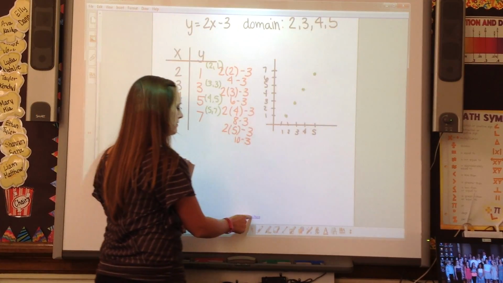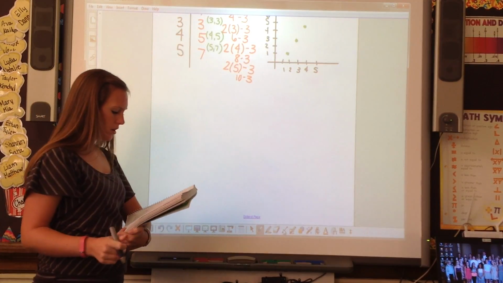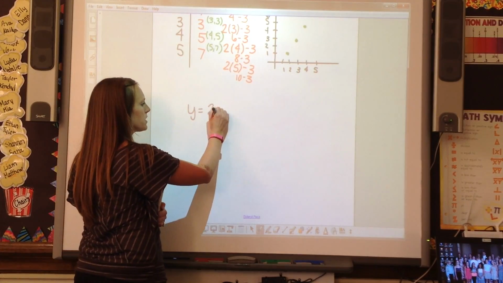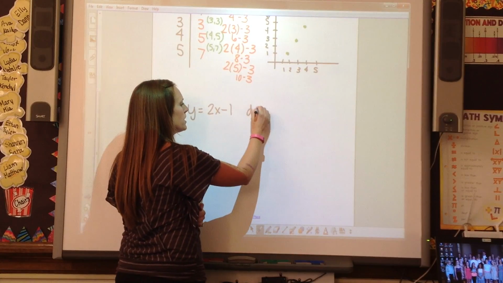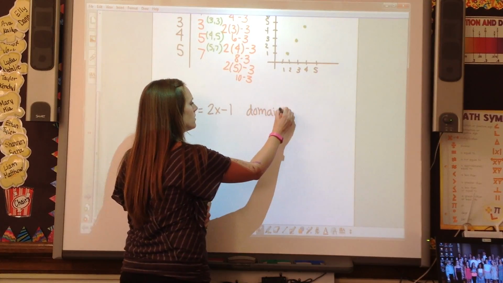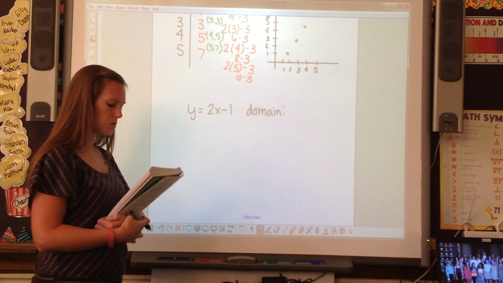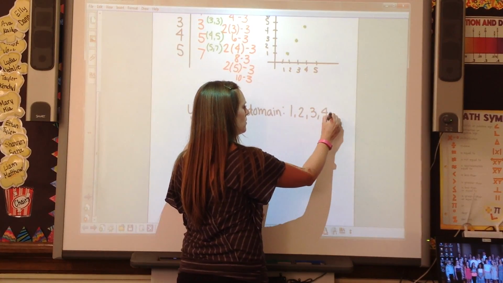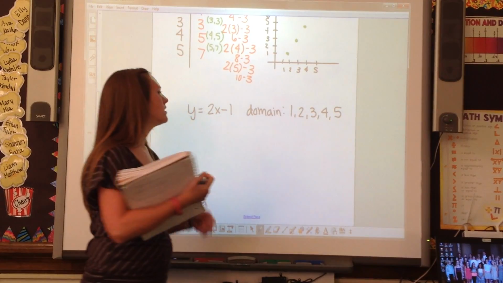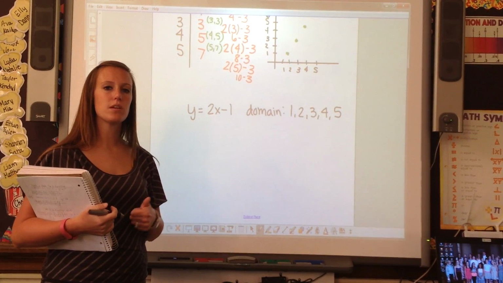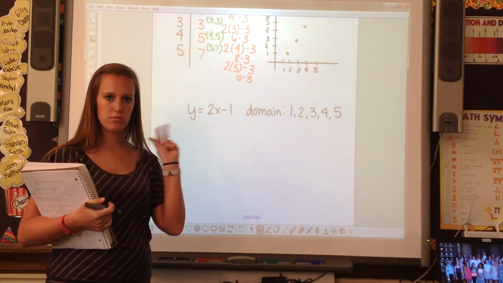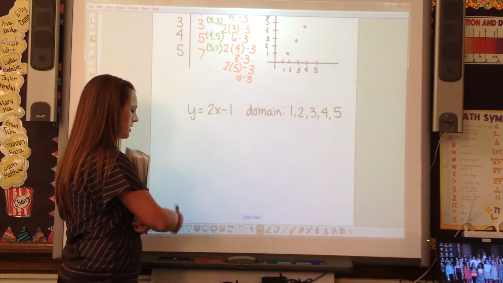Your turn to try. If you have a function of y equals 2x minus 1, and your domain is 1, 2, 3, 4, and 5. Think about the steps that I did. I created a table to organize my thoughts. I found my outputs, my y's, and then I graphed. 3 steps. Go ahead and try that.